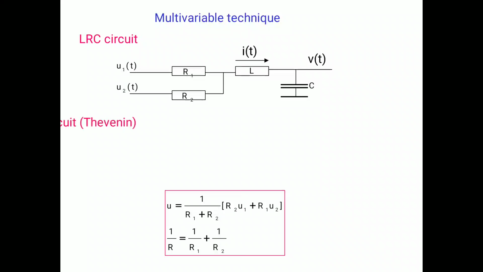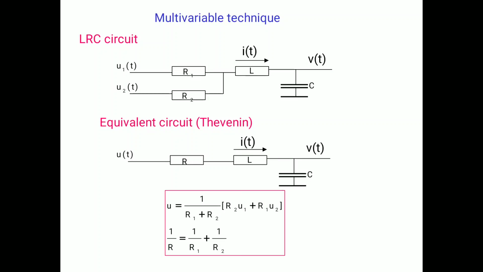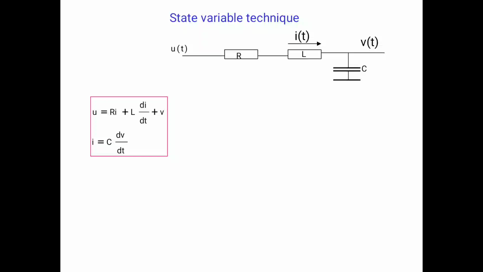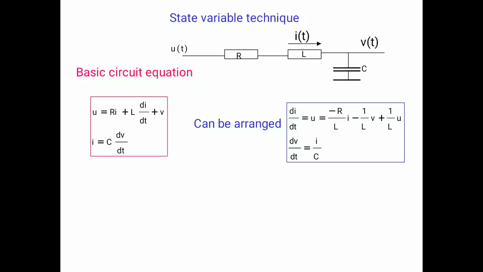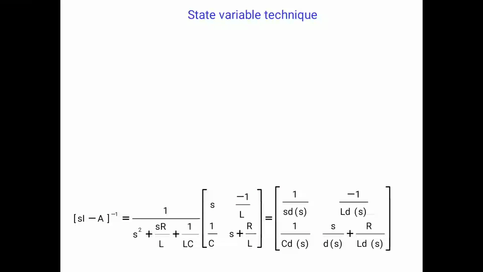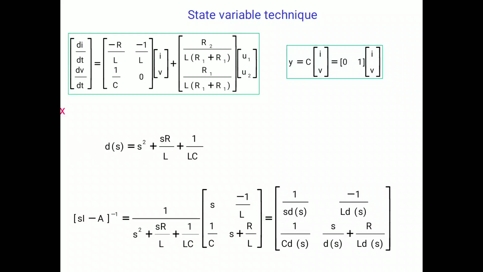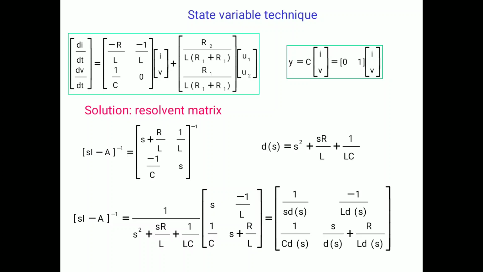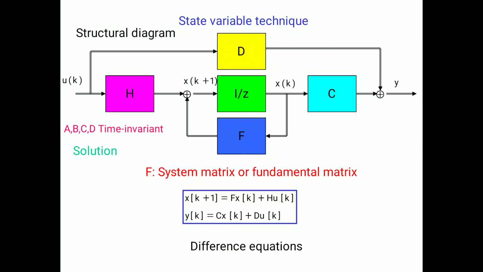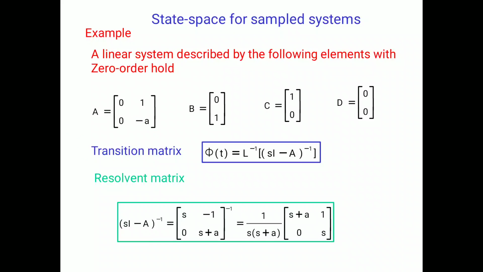For the RLC circuit we have seen the equivalent circuit using Thevenin's also. So the basic equations are there, and they can be arranged like this in the matrix form. This is the final state space equation. The output equation we can get from the v of t. We can also draw the state space diagram for this particular example of the RLC circuit.